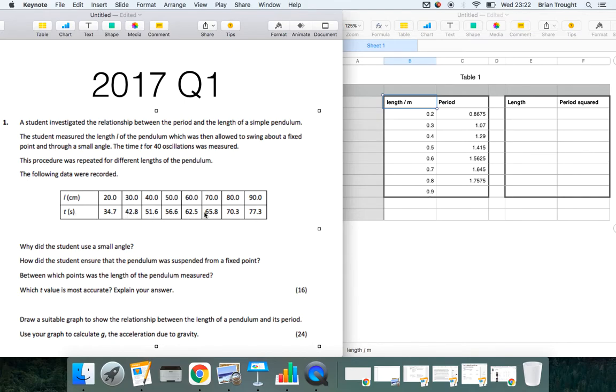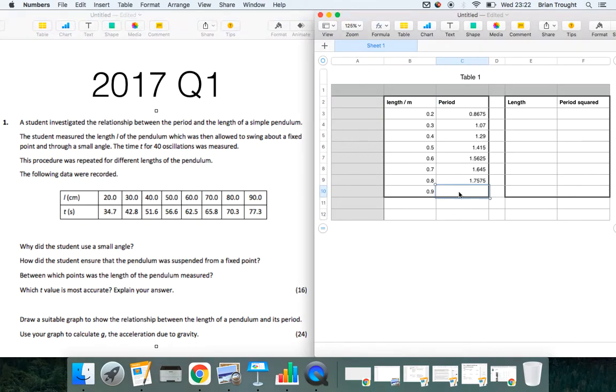So if we want to get the graph, we need to change the length to meters first, that's on the right hand side there, and then each of those time values, which is a time for 40 oscillations, needs to be divided by 40. So that's the first thing you need to do. So equals 77.3. I'm just doing the last one divided by 40, but I've done it for all of the rest of them. Now you don't plot those because you now have to square those values.